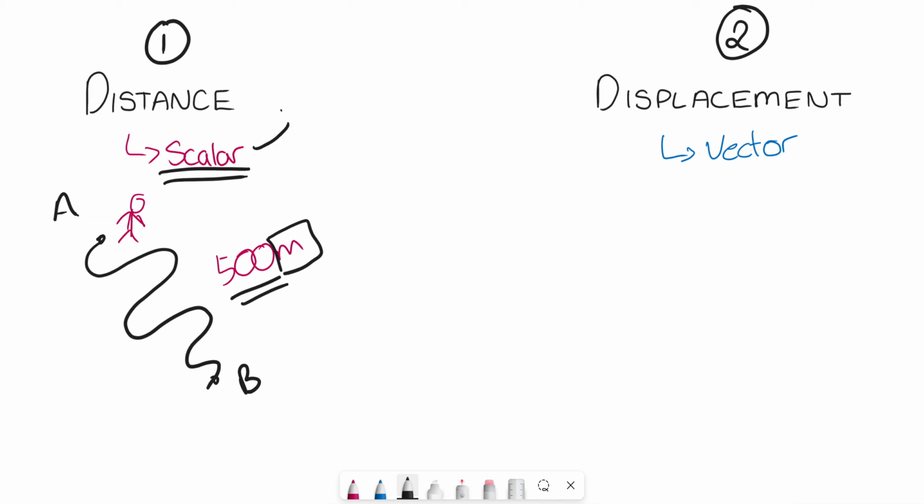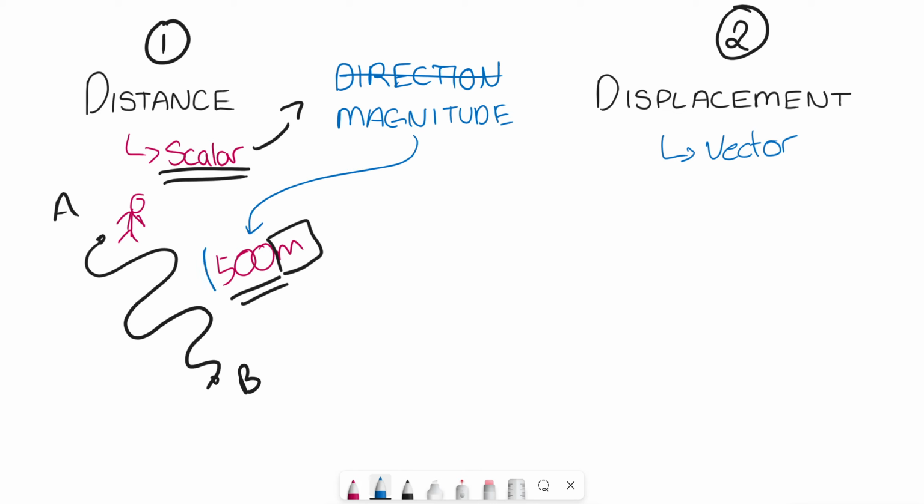No direction is involved. I think we know this already, but if you don't, a scalar quantity is just when direction is ignored. We don't talk about direction, but we do look at the magnitude, right? The magnitude is just the number itself. So in this case, obviously, it's just 500 over here. It's actual quantity, right? Displacement, however, it's a vector. A vector quantity will look at both direction and magnitude.